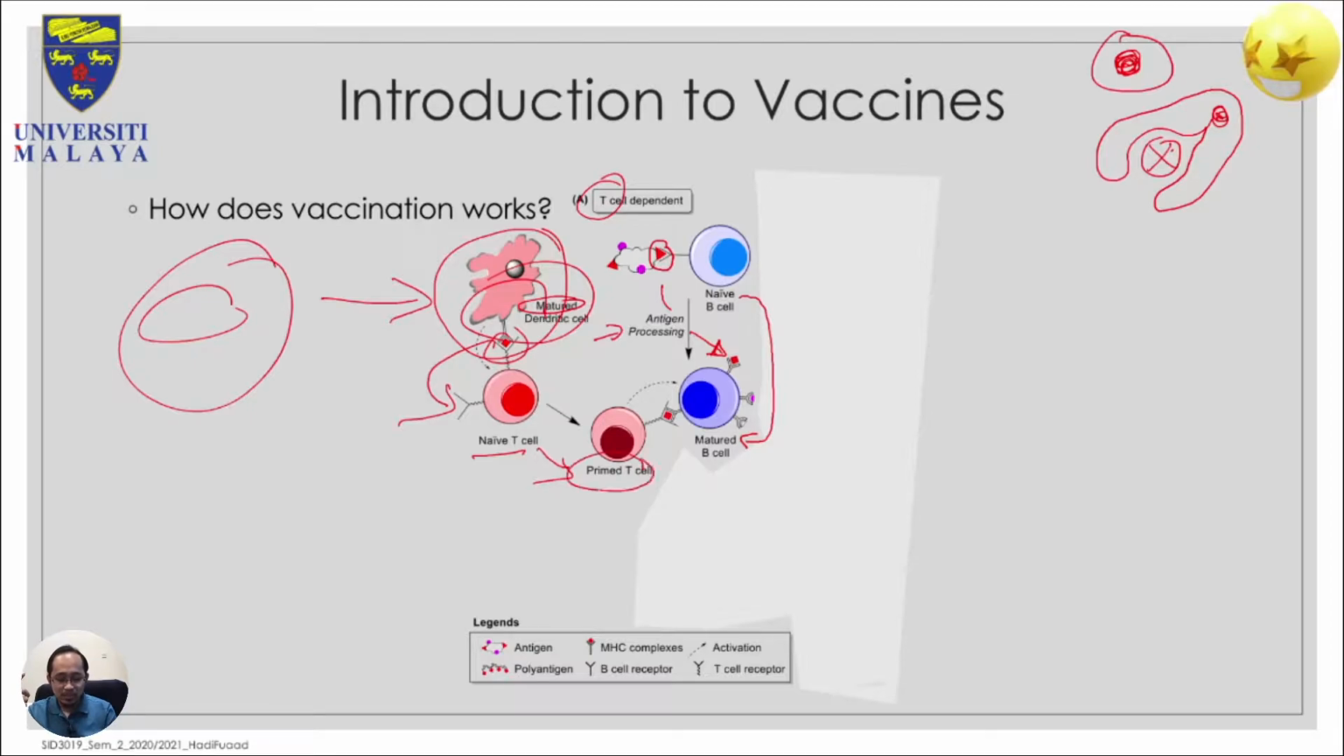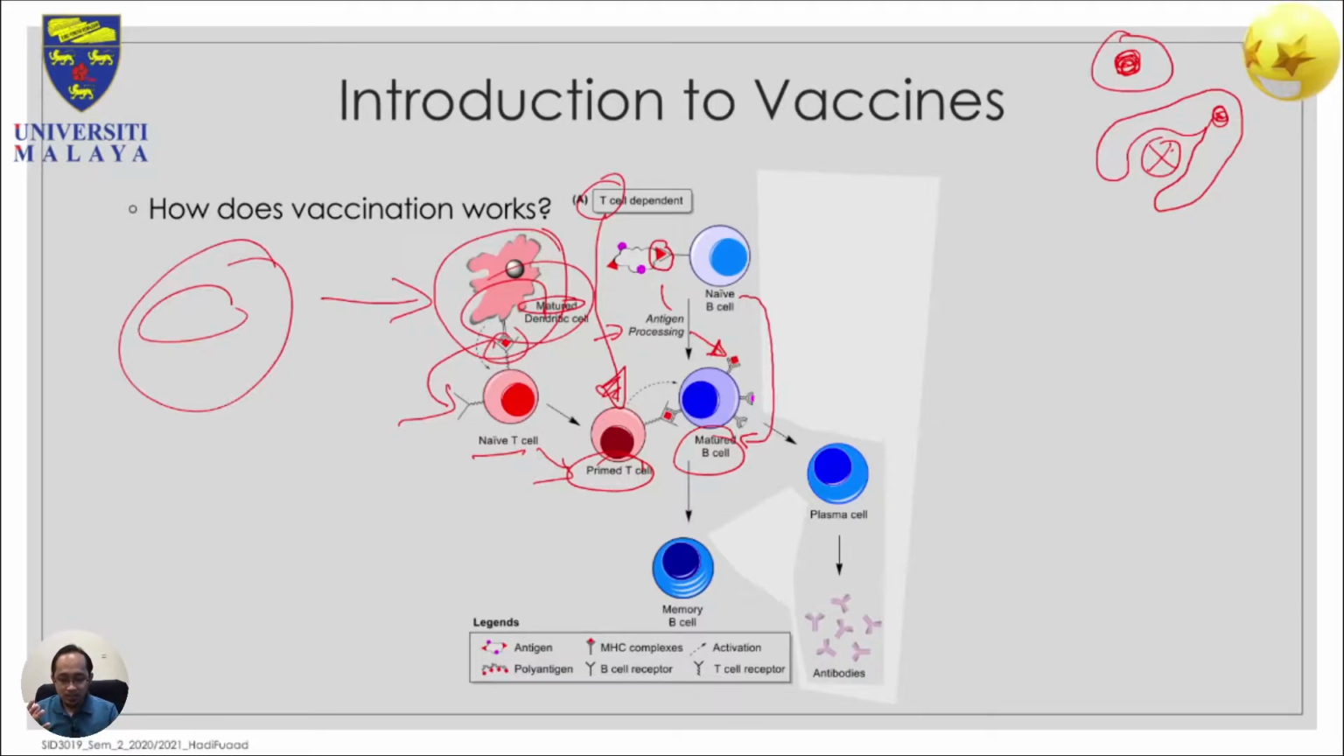Once these prime T cells and these mature B cells come into contact, they share signals in a T cell dependent manner. That's why we call it T cell dependent, meaning that without T cells, these mature B cells won't do anything. They will just stay still without any signal. But when an activated T cell, or prime T cell, comes into contact with these mature B cells, they share the information. And then the B cell diversifies. It produces either memory B cells or plasma cells.